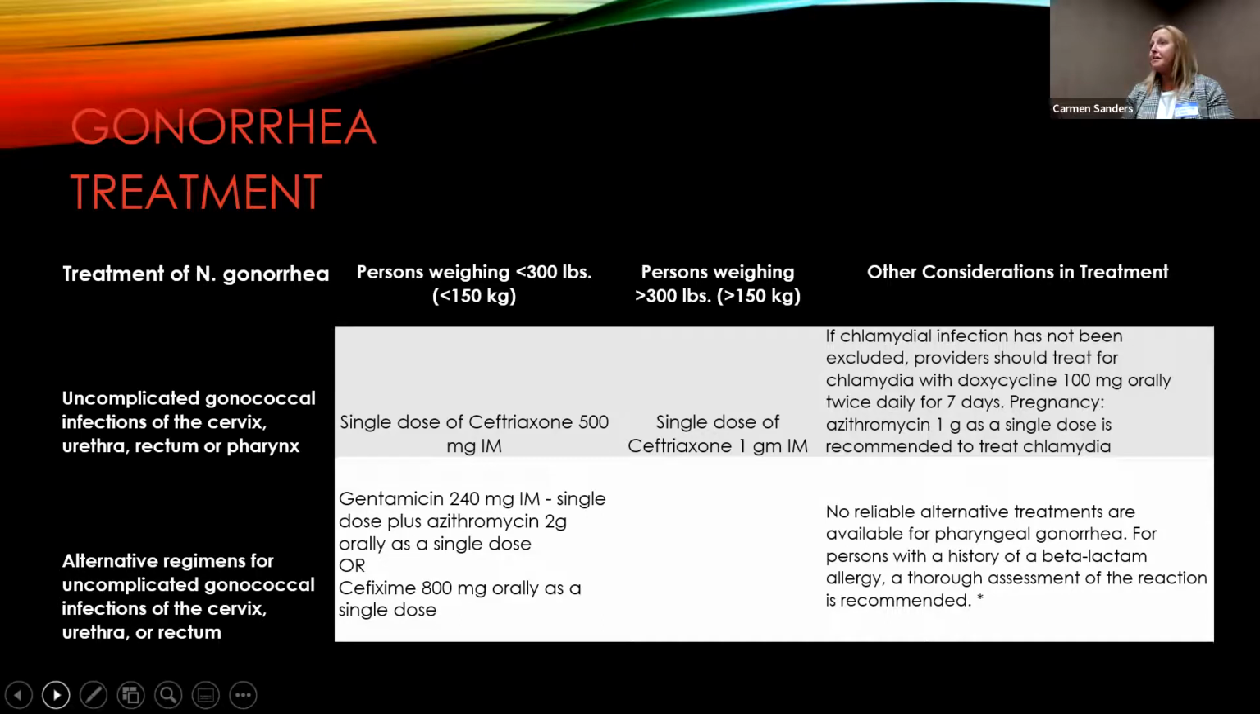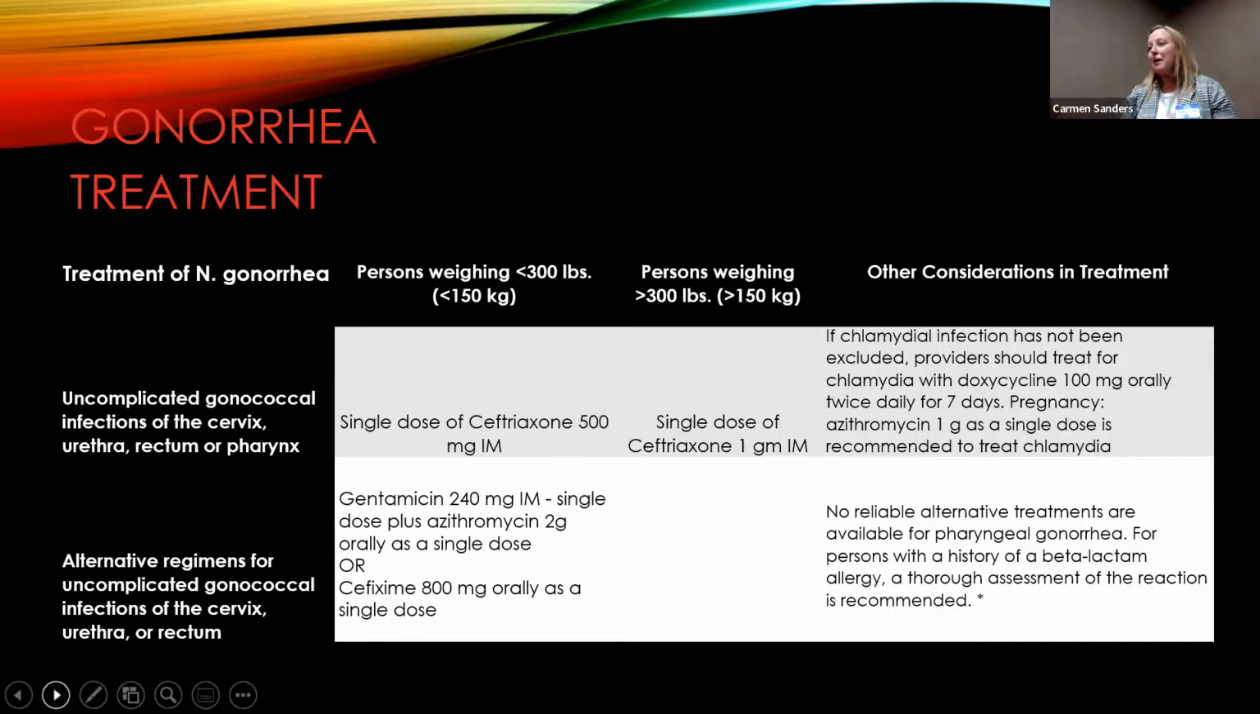If chlamydia has not been ruled out or diagnosed, we generally go ahead and treat patients that present to our clinic or ER for chlamydia as well at the same time. And generally what we do is that 1 gram of azithromycin. There aren't really any alternative treatments for pharyngeal gonorrhea. So, if your patient has an allergy, I would suggest an ID consult, to be truthful.